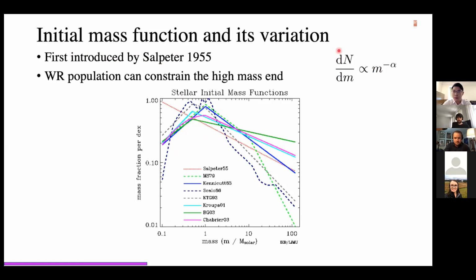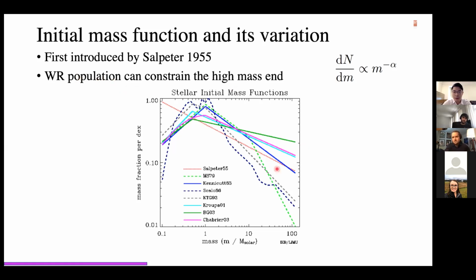And this form is a simple power law form proposed by Salpeter like 70 years ago. And then different forms and different parameters have been proposed, you can see on this figure. And we are trying to constrain the high mass end of this initial mass function, because WR populations or WR galaxies have living high mass stars. So it is quite straightforward for us to constrain the high mass end.